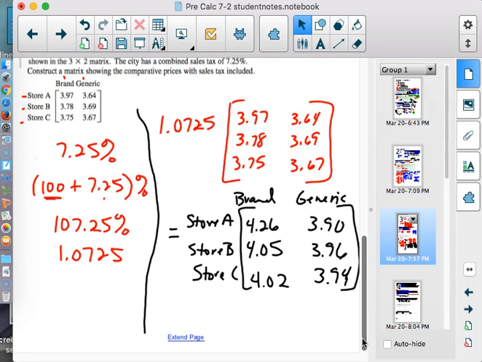And now this would be the spot where they would say, okay, now you've got this brand new matrix, now tell me something about it. And we could say, well, with tax included, at store A, the brand name would be $4.26, but the generic one would be $3.90, and compare those and actually have an educated chat about what's going on there.